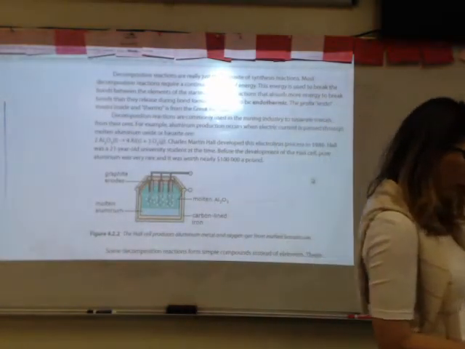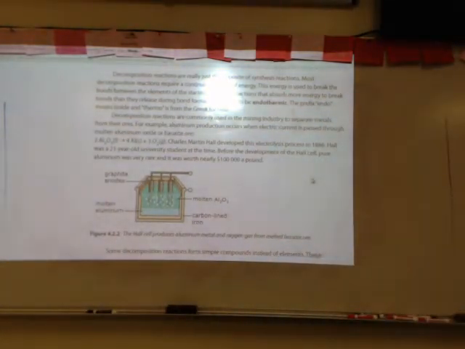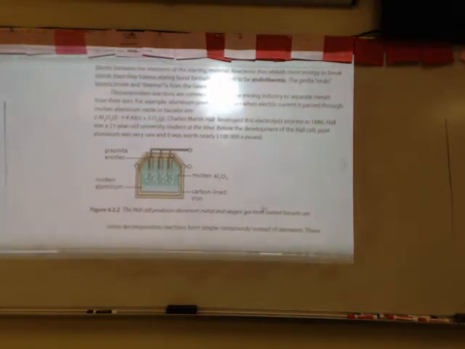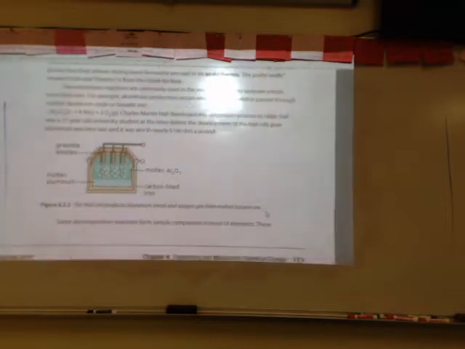decomposition reactions are commonly used in the mining industry to separate metals from their ores. And you can see that as an example down here in this figure. We produce aluminum metal and oxygen gas from melted bauxite ore. Let's go to the next page.